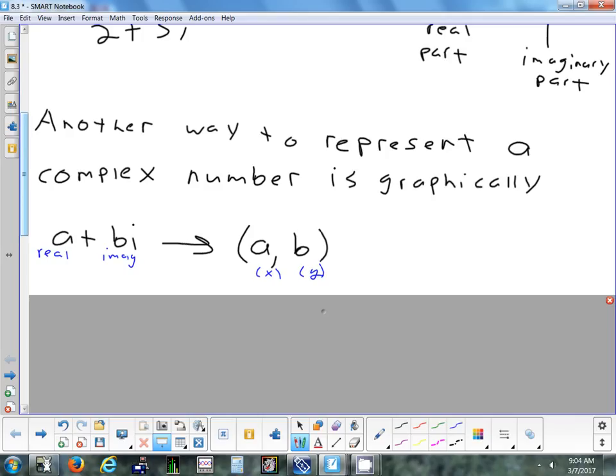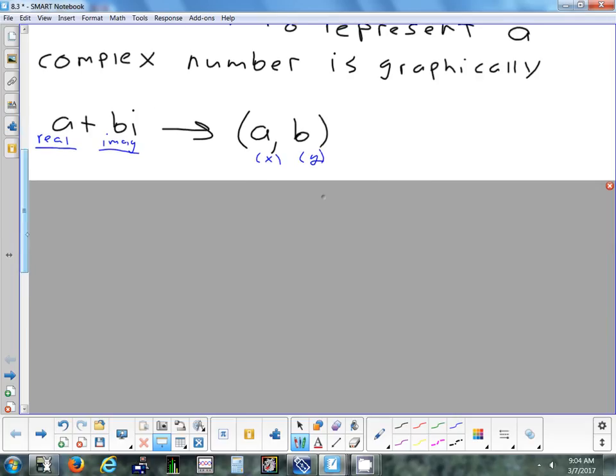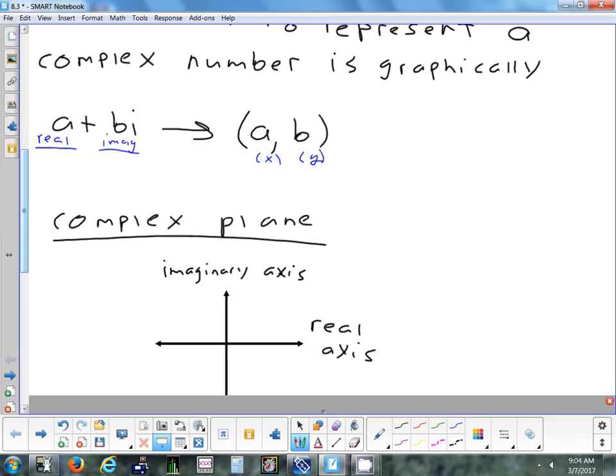So what that means is, instead of having an x-axis, you have a real axis. And instead of having a y-axis, what's going to take the place of that? The imaginary axis. So when you graph in the complex plane, the real axis is horizontal because x is horizontal, and x is what's representing the real part. And y, that's going to be replaced by your imaginary axis. And this is called the complex plane.